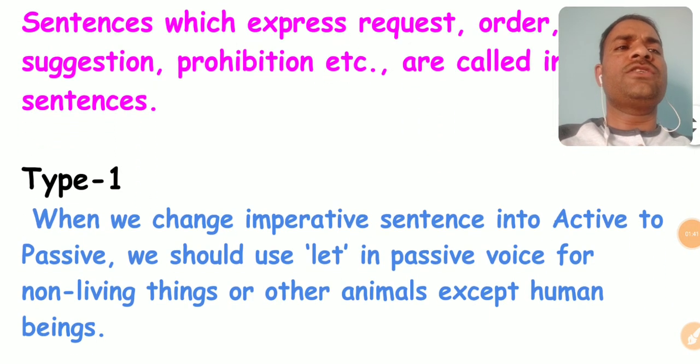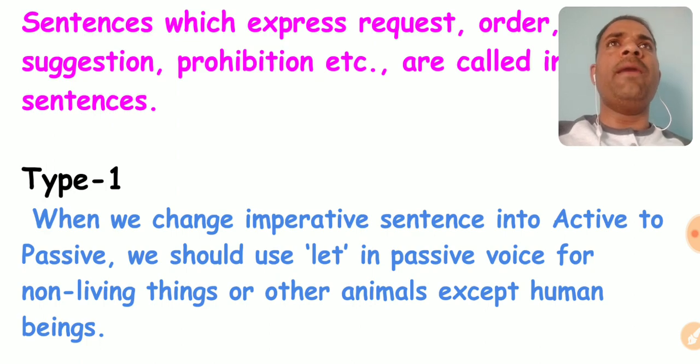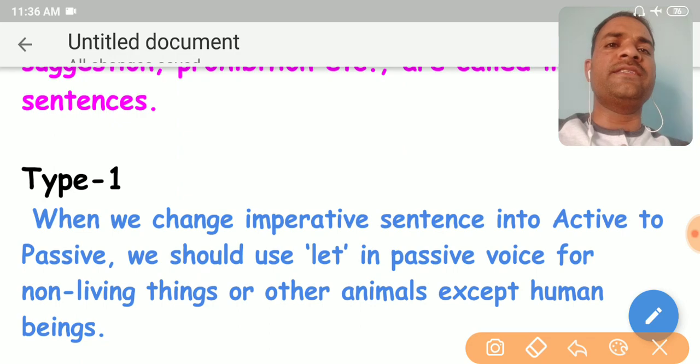Let us go and learn how to convert an imperative sentence from active into passive. See, rule one is there. We have a number of rules while converting an imperative sentence from active into passive. We must follow certain rules. Among those rules, let us discuss the important one.